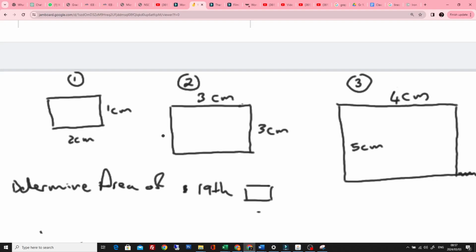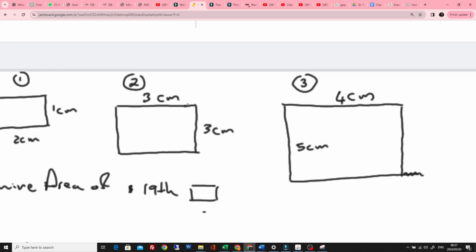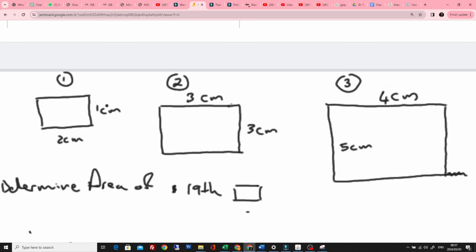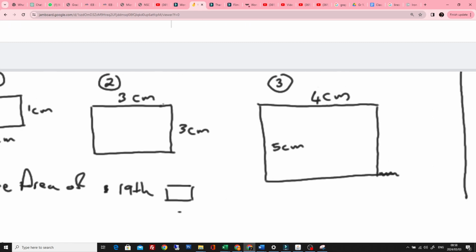Okay, so there are different ways they can ask this. They can, for instance, give you a sequence of rectangles and ask you to determine the area of the 19th one. So over here, they could tell you that this side increases by 2 every time, while this side increases by 1 centimeter each time.